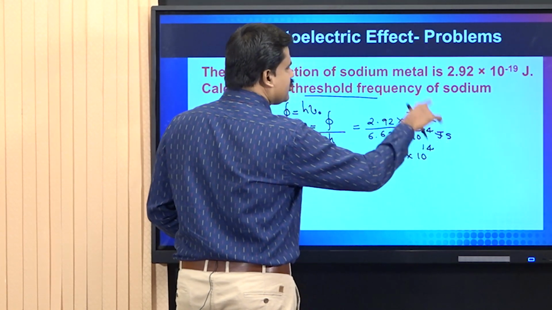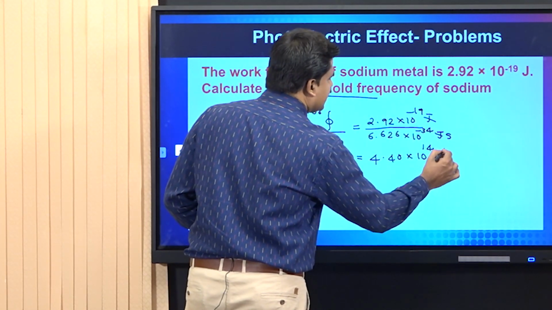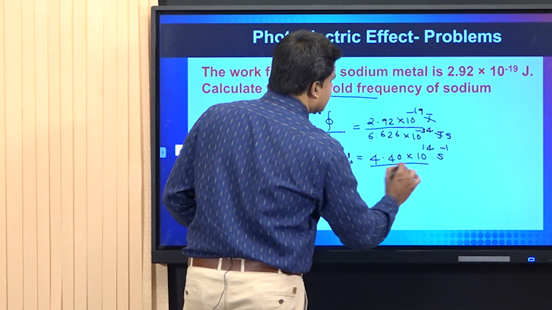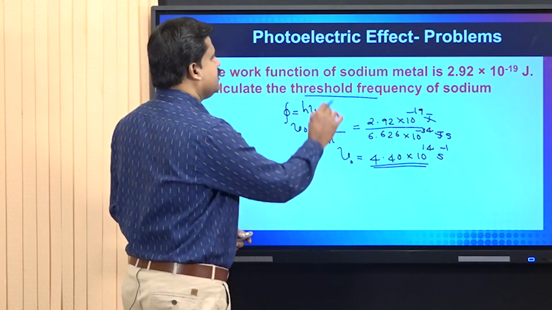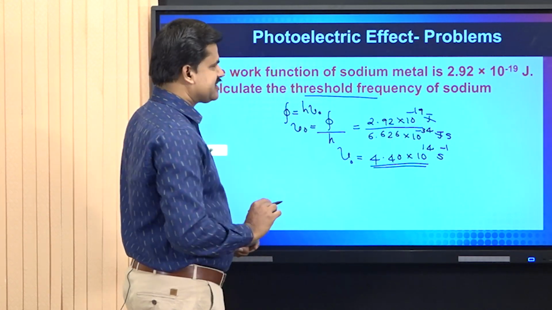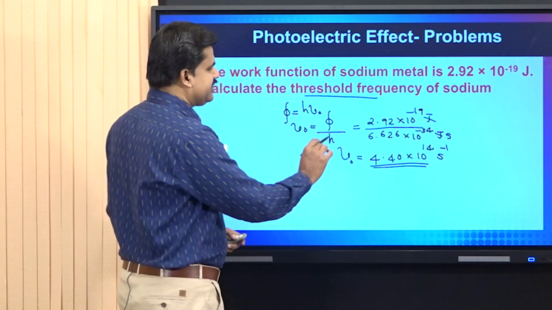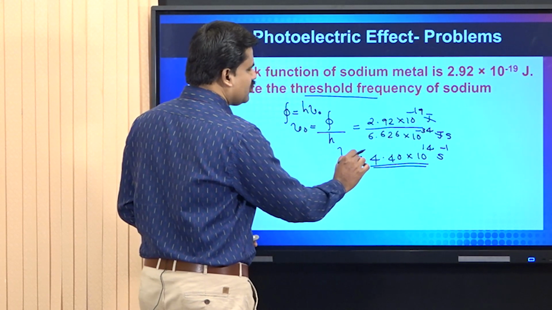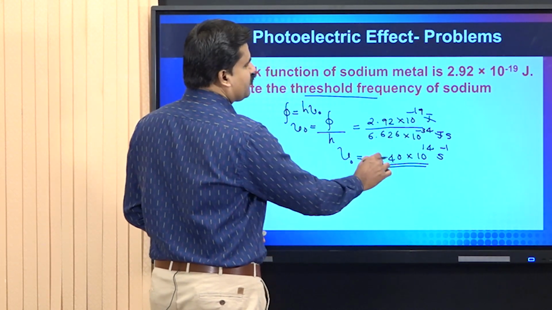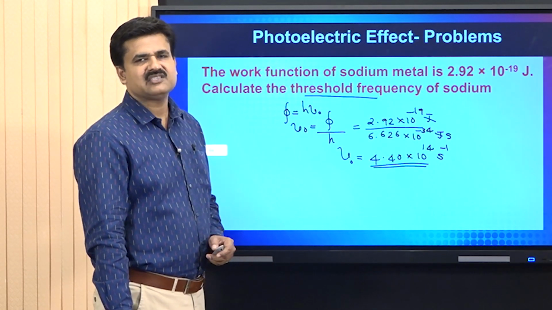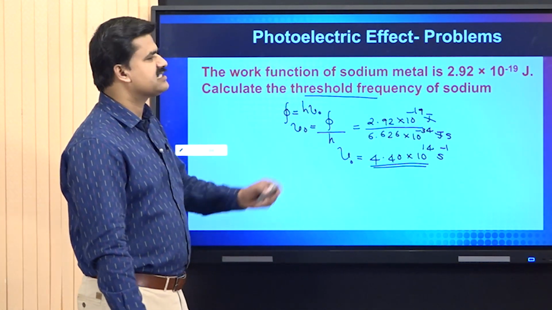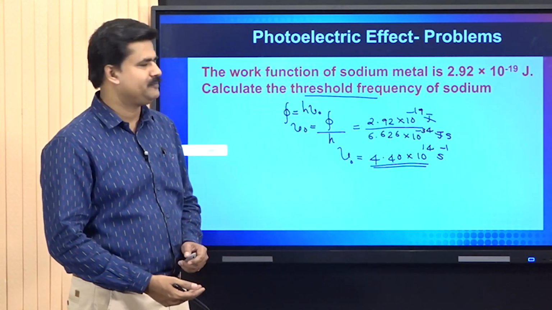The second goes to the denominator and the unit is second inverse. This is simply represented as hertz. Thus, the threshold frequency of sodium metal nu 0 is equal to 4.40 into 10 raised to 14 second inverse or hertz. This is the final answer to the problem.